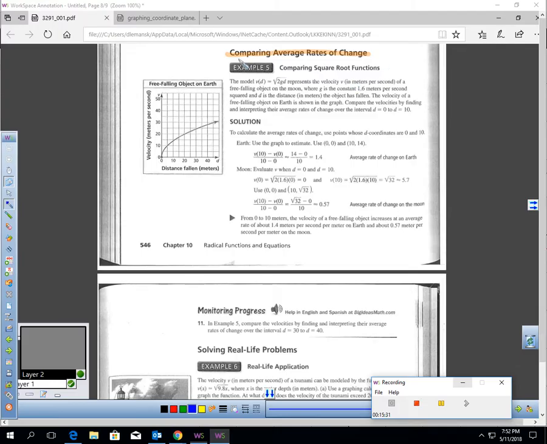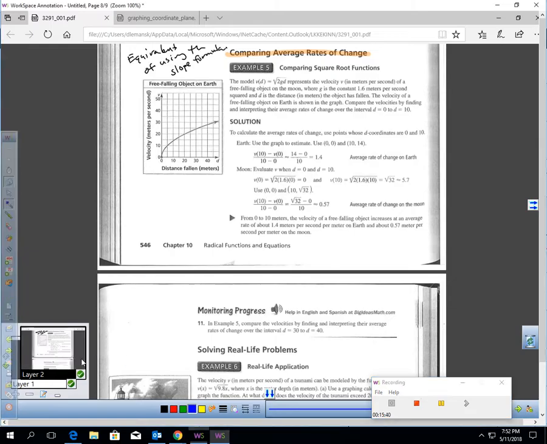We did this in the prior chapter comparing average rates of change. So that should be pretty easy. Remember, a rate of change is like using the slope formula. So in this question, they have a model representing the velocity of a free-falling object on the moon. So that's what this little equation will do.